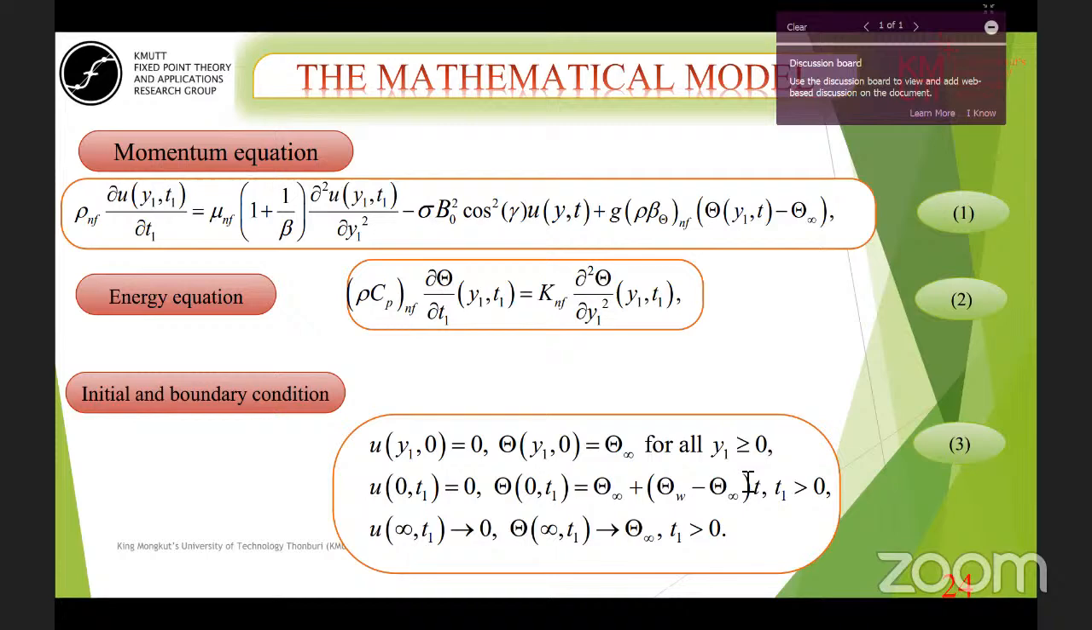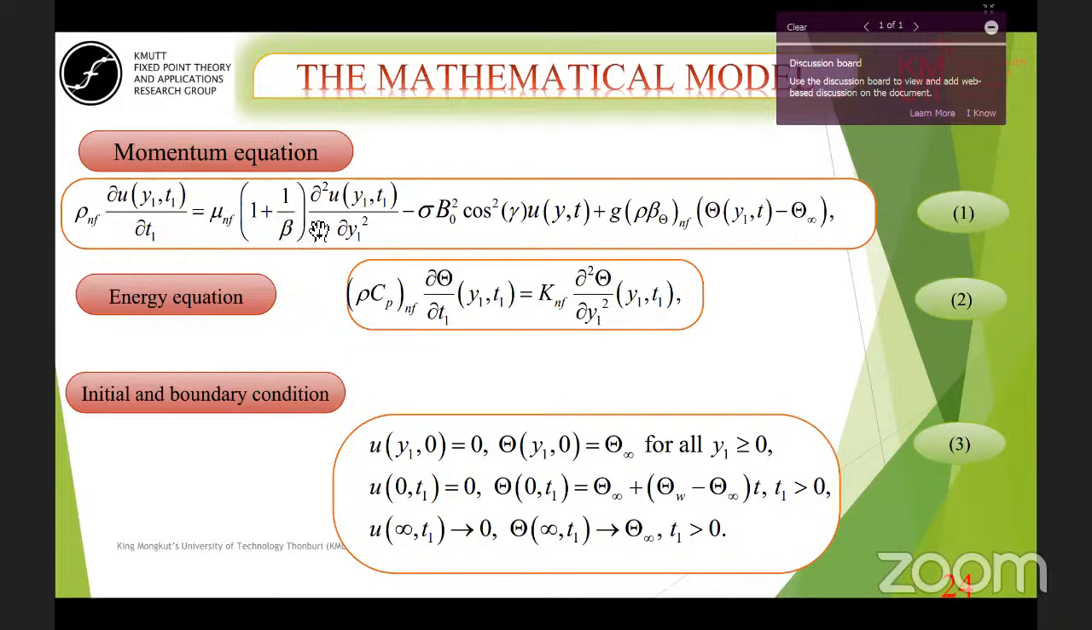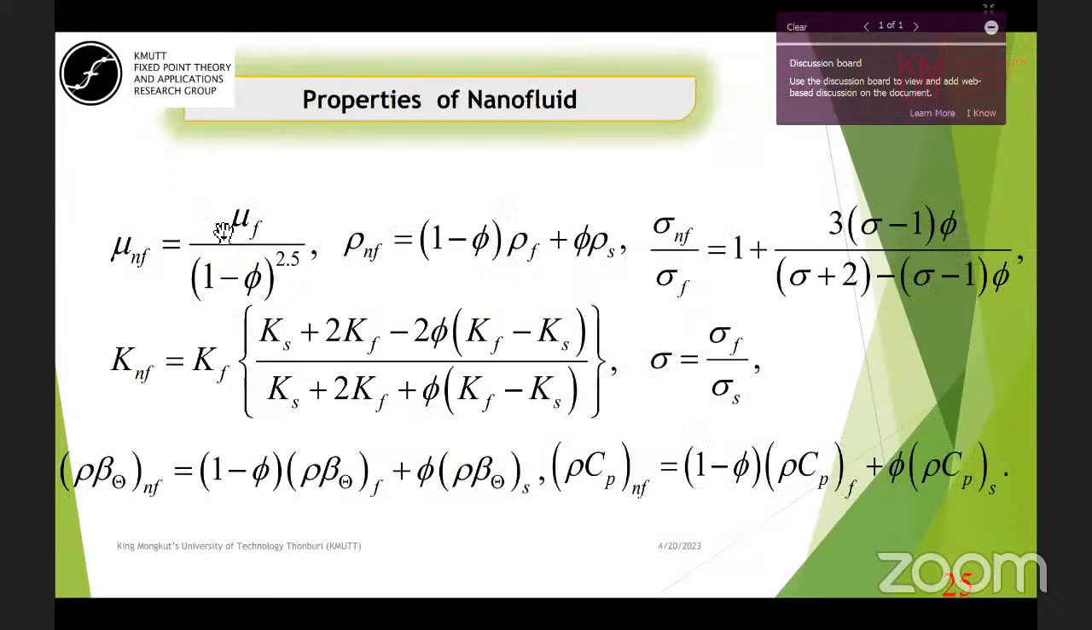These are the properties of nanofluid. In the model I take a Casson fluid as the base fluid, and we have some nanoparticles. So for this purpose, I use NF. NF actually represents the nanofluid. So these are the properties of nanofluid, which are used in the calculation.